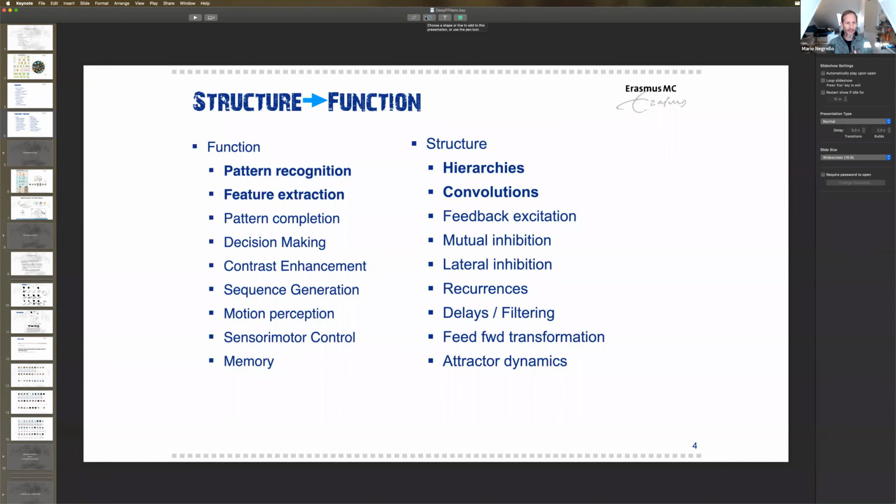Next week, we're going to be looking a little bit more about pattern completion, but you've seen quite a bit already previously about contrast enhancement via lateral inhibition. Next week, again, we're going to see sequence generation. You've already seen something about the extraction of motion from moving images via the Hassenstein-Reichardt detector with delays and possible filtering, sensory motor control. And also next week, we're going to look into memory with attractor dynamics.